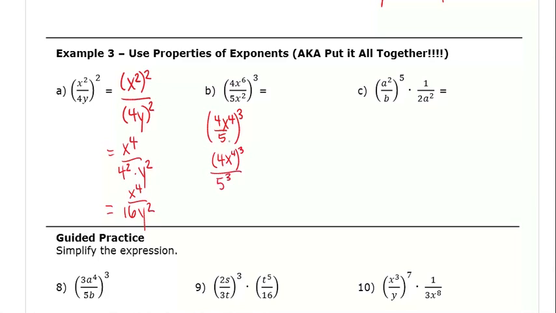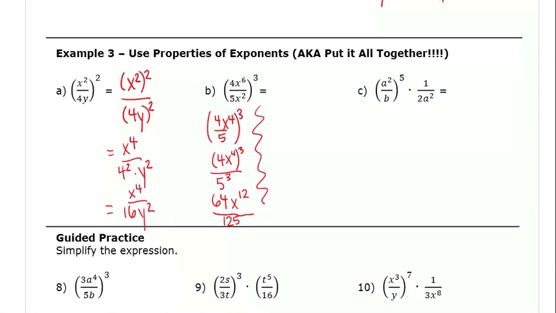Okay, now the cubed can be applied to both. So now 4 cubed is going to be 64. 4 times 4 times 4. X to the 4th to the 3rd, power of a power. Multiply our exponents, we get x to the 12th. And on the bottom, 5 cubed, that's going to be 125. And that's one way to do it.